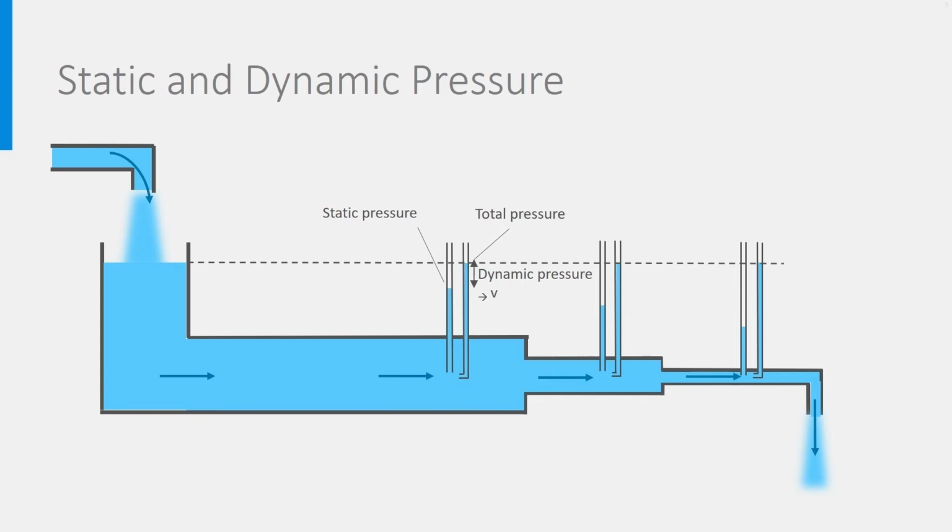You see in the picture that the static pressure decreases after each smaller section, while the dynamic pressure increases. There are nowadays many other ways to measure pressure and velocity.